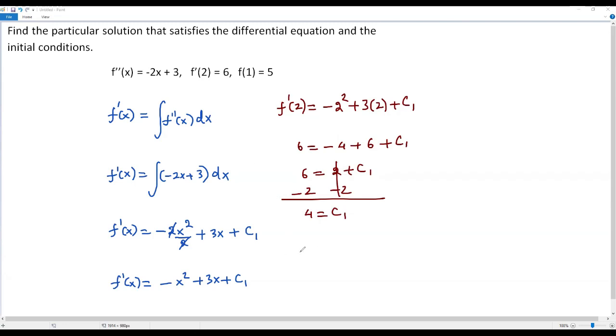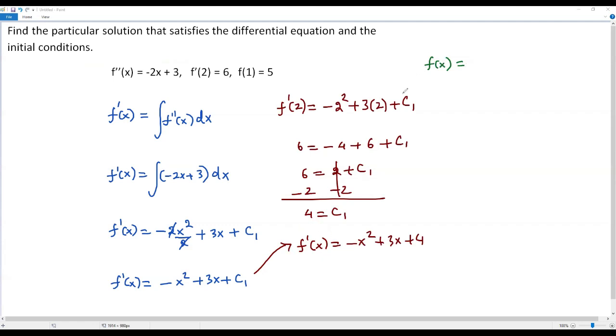Now I got the value of the constant of integration in this f prime of x. So let me plug in the value over here. So f prime of x equals negative x squared, plus 3x, and for this c1, we can plug in 4. Now I got f prime of x, but my aim is to get f of x, the function f of x. That is the particular solution for the given second order differential equation. There is a formula to get the function f of x when I know the first derivative f prime of x.